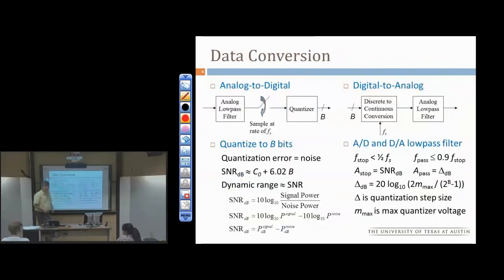Data conversion. All right, so now this is really lecture 8 and lecture 10 put into one slide. It's a lot in one slide. Okay, so for the analog to digital conversion, the theory says anti-aliasing filter, continuous time in analog, followed by sampling and quantization. The quantization will go to B bits.